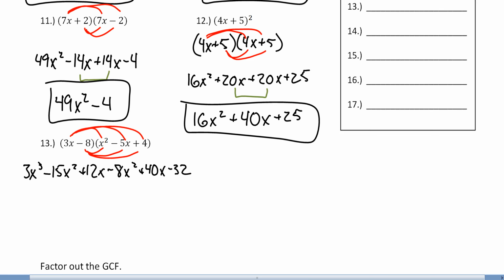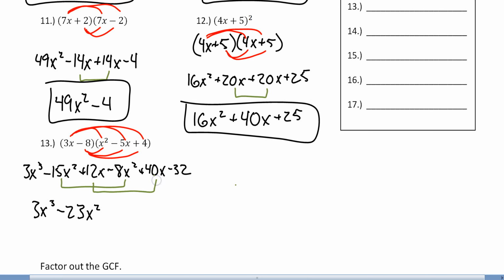So I look across. I notice that the 3x cubed doesn't have any like terms, so he stays the way he is, 3x cubed. The x squareds I can combine. I've got some x squared terms here, the negative 15x squared and the minus 8x squared. That gives me a minus 23x squared. Again, the variable part doesn't change.